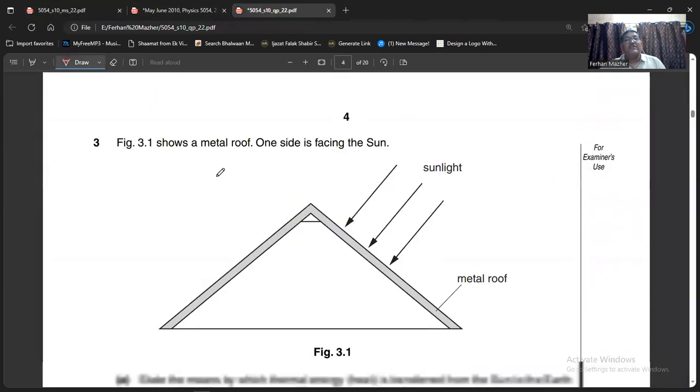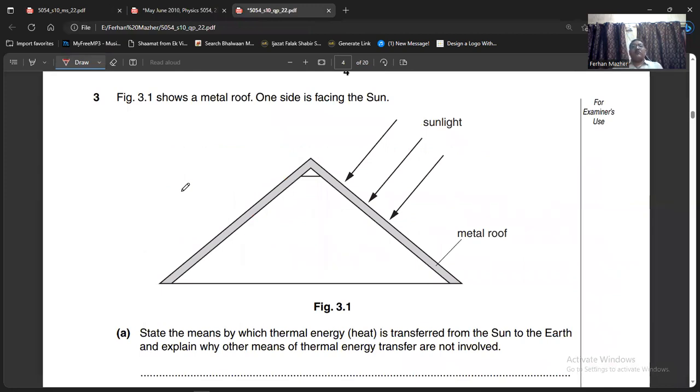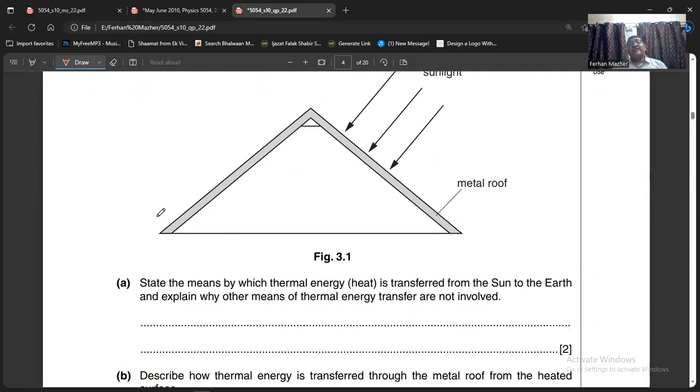Okay, so we are going to the next question, that is question number 3. He says figure 3.1 shows a metal roof. One side of it is facing the sun. Okay, so this is a metal roof, and this side of the metal roof is facing the sun. State the means by which the thermal energy, heat, is transferred from the sun to the earth, and explain why other means of thermal energy transfer are not involved.